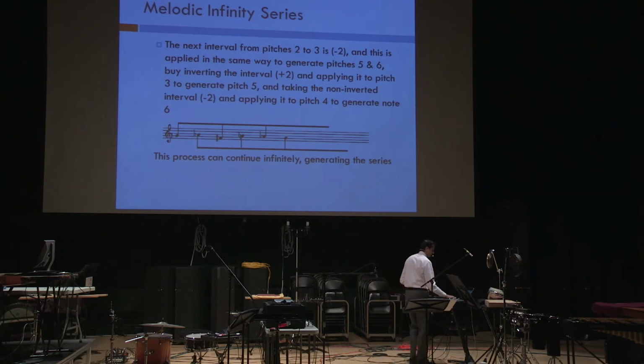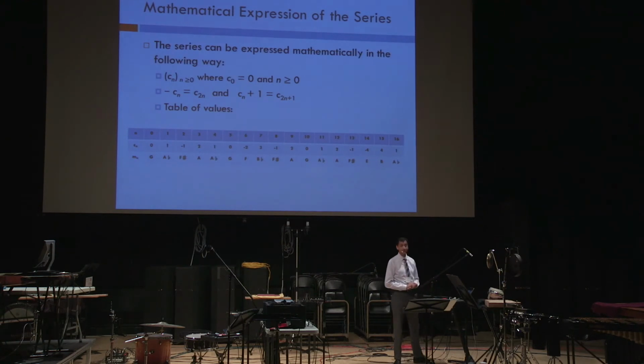Now, for all of you mathematicians out there, how does this look mathematically? This is, in fact, the mathematical series formula. So if you can see, if we take the 4th entry of the table of values, where n equals 4, and C of 4 then equals 1, then you can see -C of 4 equals C of 8, which is -1 or F sharp. And C of 4 plus 1 equals C of 9, which is A. So that's the mathematical representation of this.